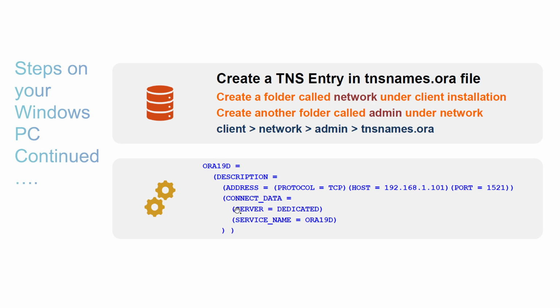You can just copy paste it, or you can search on a search engine and find out how a sample tnsnames.ora file looks. Basically there are three things that you need to specify, which we got from here: the host name or IP address of the database server, the database port or listener port, and the service name.